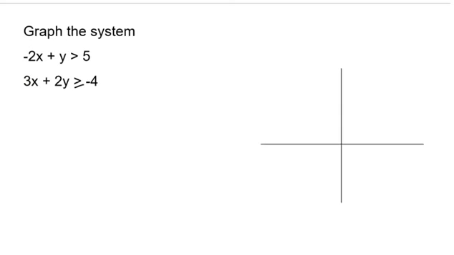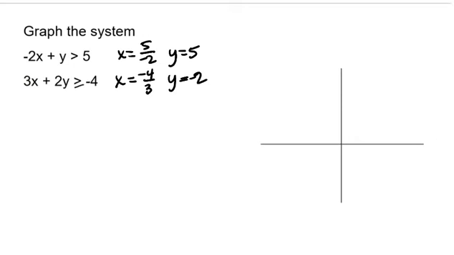Next we've got a different system, and you could attack this one of two ways. If you prefer to solve for y and get it in slope-intercept form, that's perfectly valid. What I'm going to do, though, if they give it to us in standard form, is find the intercepts, plot them, and connect the dots. So for this first one, x-intercept, that's where y equals 0, negative 2x is 5, x is 5 over negative 2, or 2.5. Then the y-intercept will be where x is 0, and so y equals 5. The bottom one, x-intercept, 3x equals negative 4, x is negative 4 divided by 3, and the y-intercept, where x equals 0, 2y is negative 4, y is negative 2.